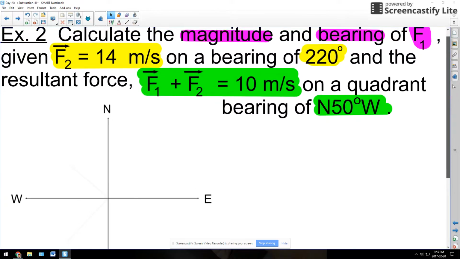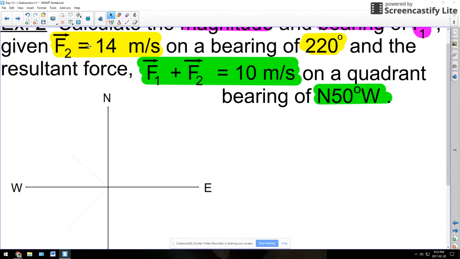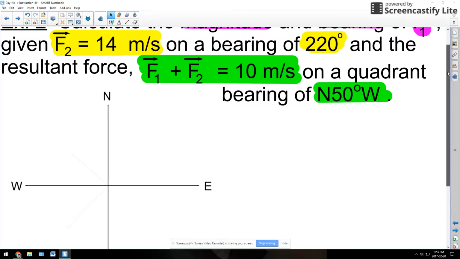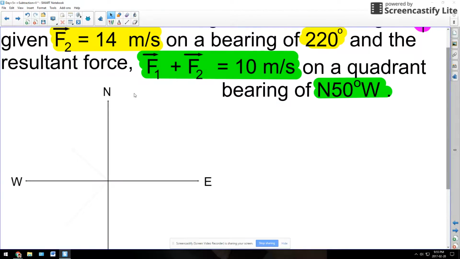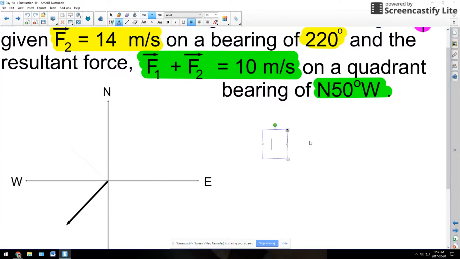So starting with F2, I guess. We're given F2 is at a bearing of 220. So if we start from north, if we go clockwise, east would be 90 degrees, south would be 180. So we're going to be about 40 degrees past that. So approximately that direction. This is our F2 vector. So this is F2 right here.